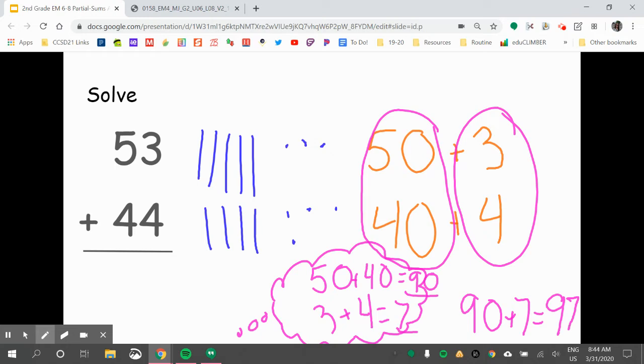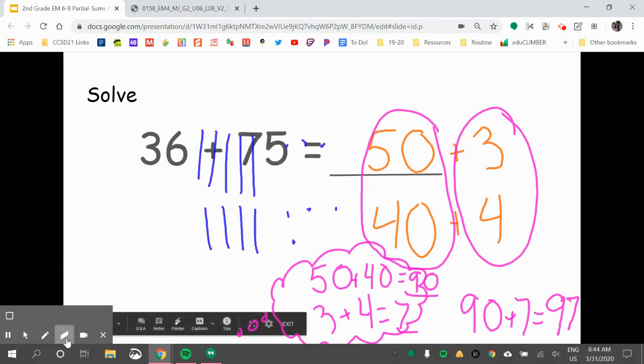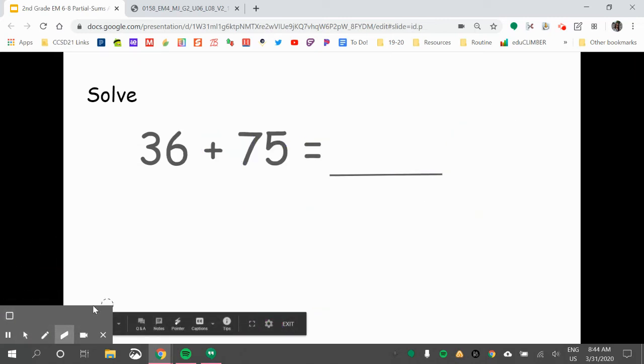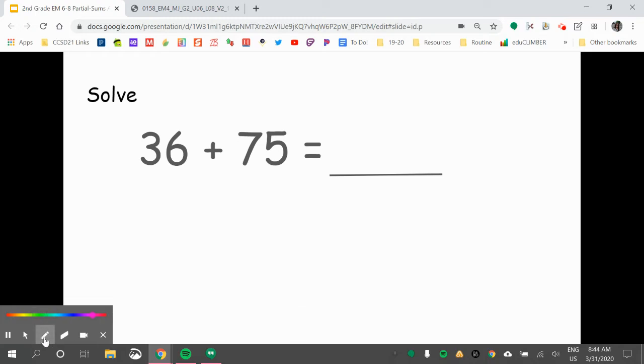We're going to work through another problem in just a second, and this time I'm going to challenge you to think about it without drawing the base 10 blocks. You still have the option to draw them if you need them, but my challenge is to try to use just the expanded form. Oops, let me clear the screen. Here we go. All right, so we've got our number 36 plus 75.